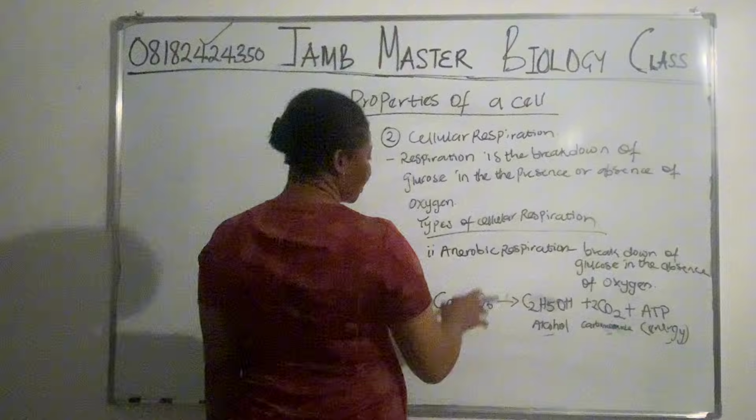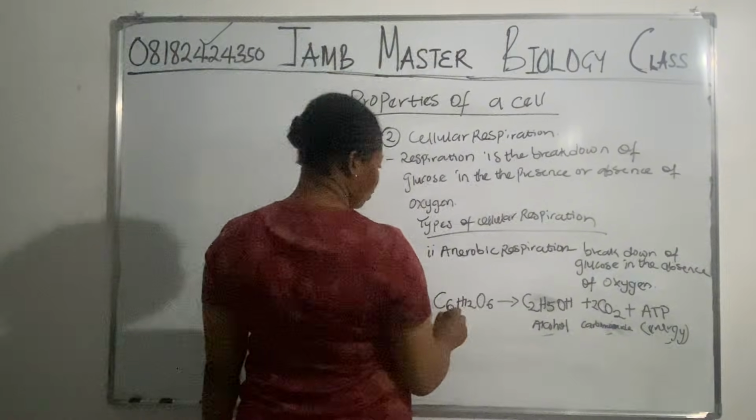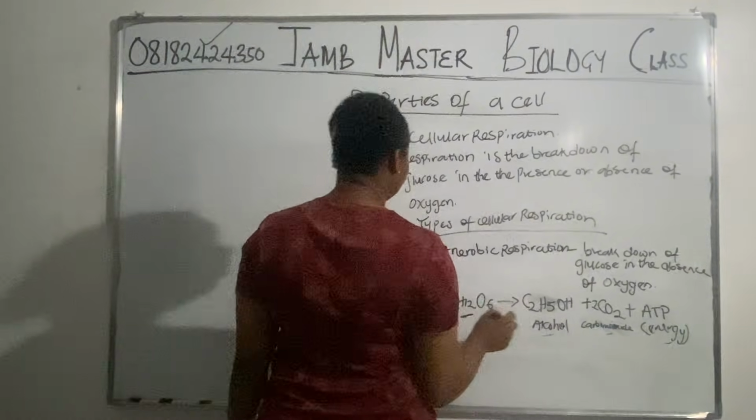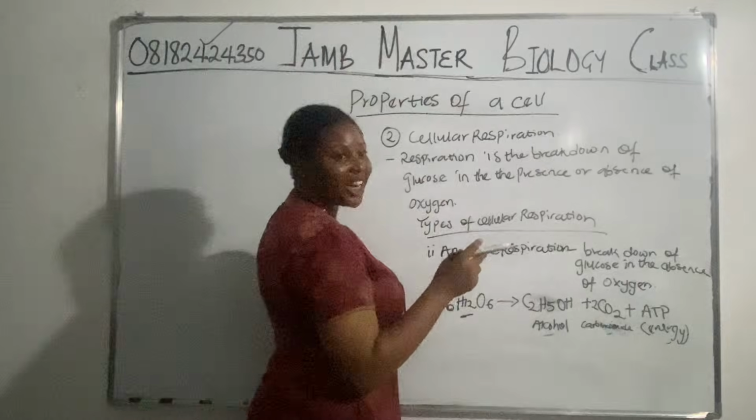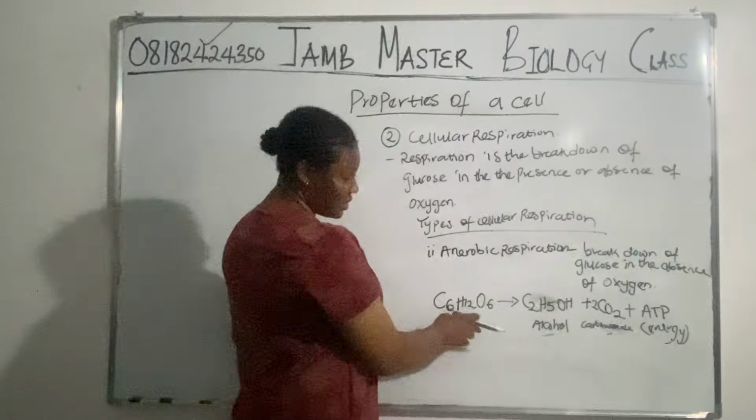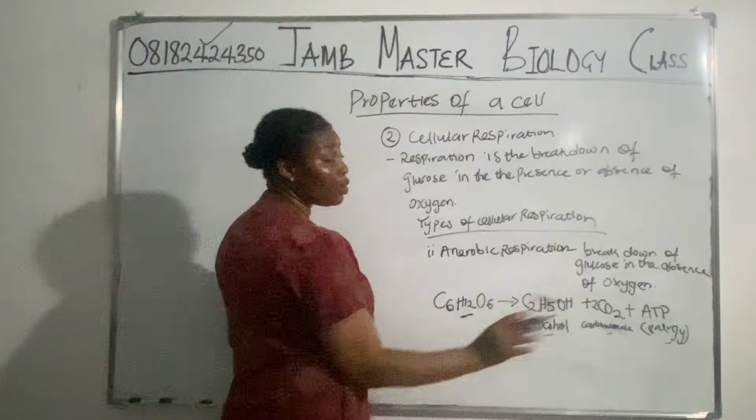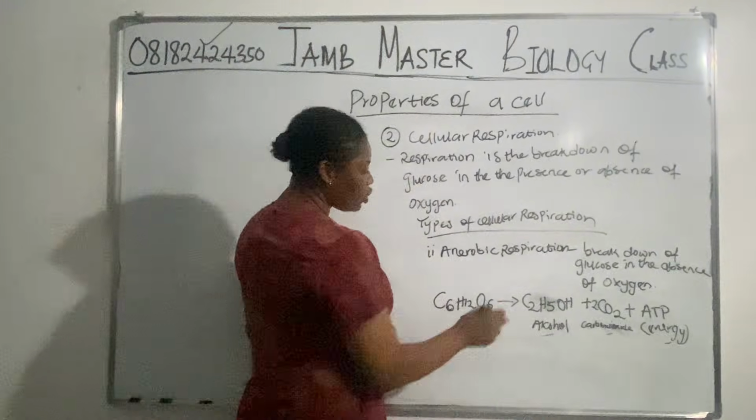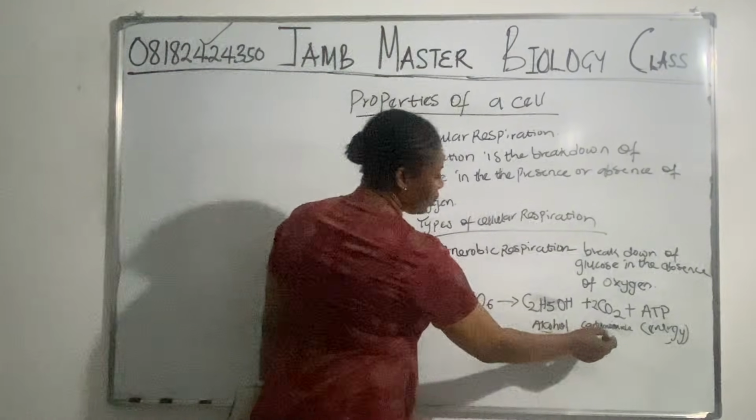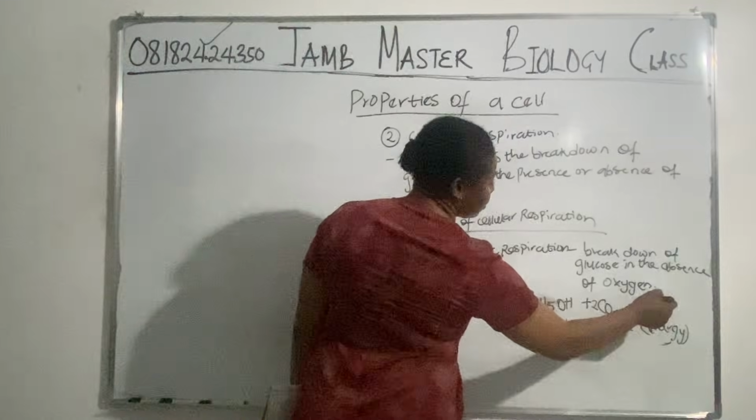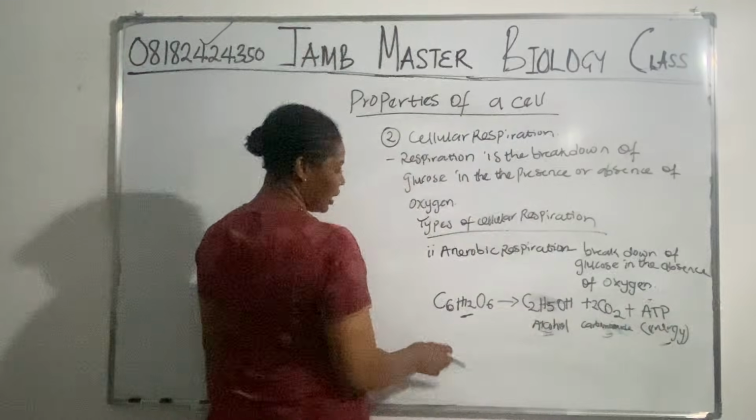So anaerobic respiration is a breakdown of glucose in the absence of oxygen. Remember that in aerobic respiration, there was glucose, there was oxygen. Now we have only glucose. Now glucose is broken down without oxygen, and it's going to give you alcohol, carbon dioxide, and energy, which is ATP, right?